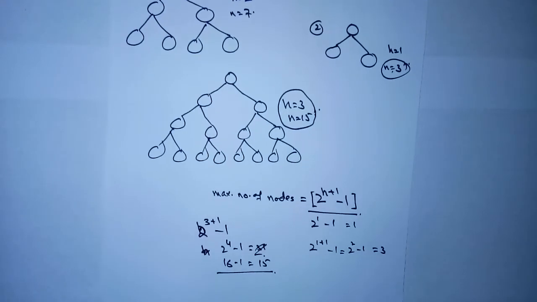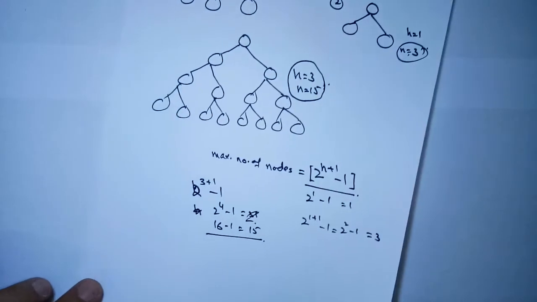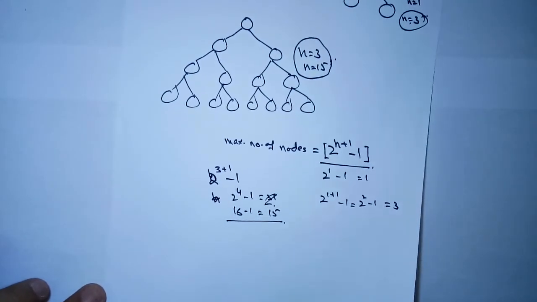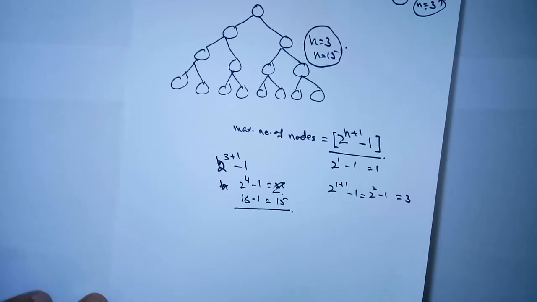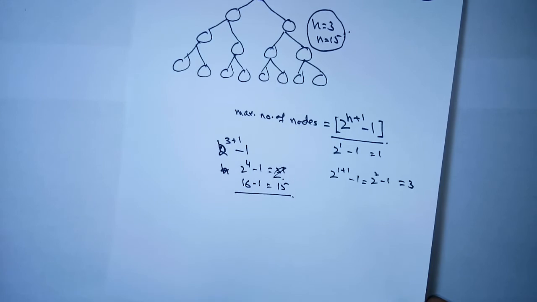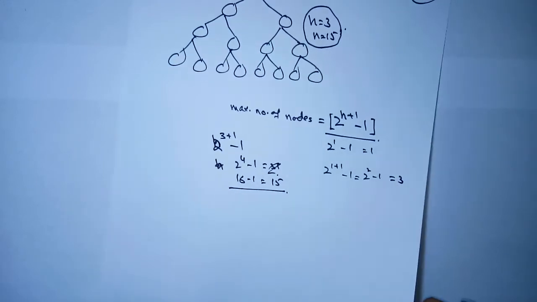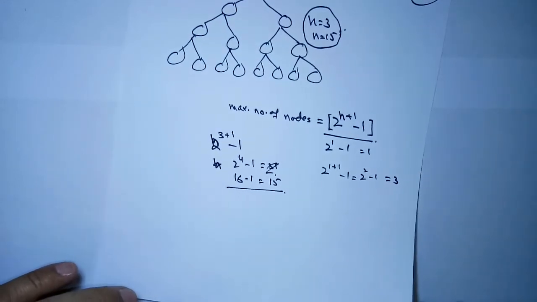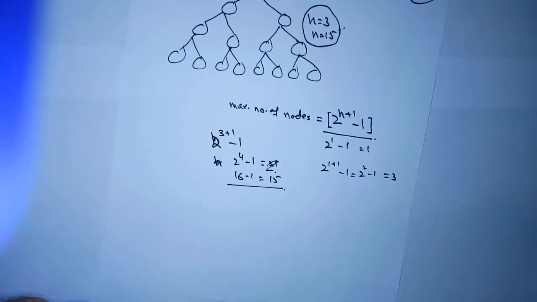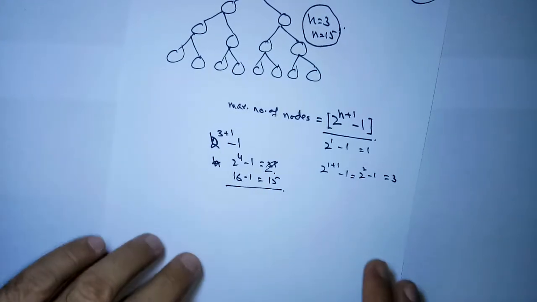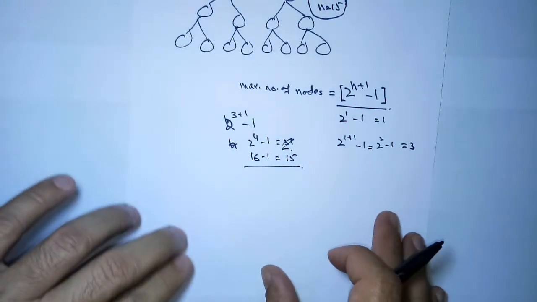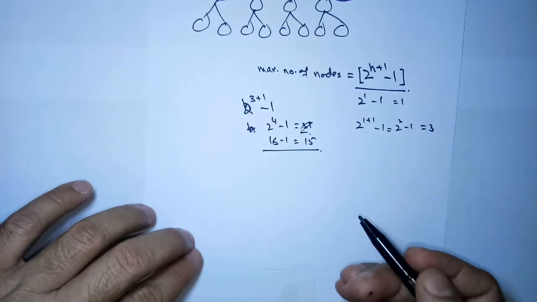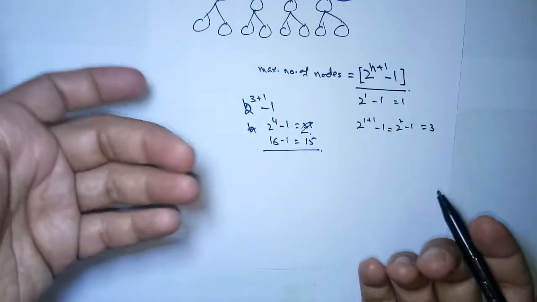Right? So this is the formula how we can find the maximum number of nodes in a binary tree if we know the height of the tree. Now also you can find the height of the tree if you know the number of nodes. For example, if you already know the number of nodes present in a tree, you can find the height of the tree.